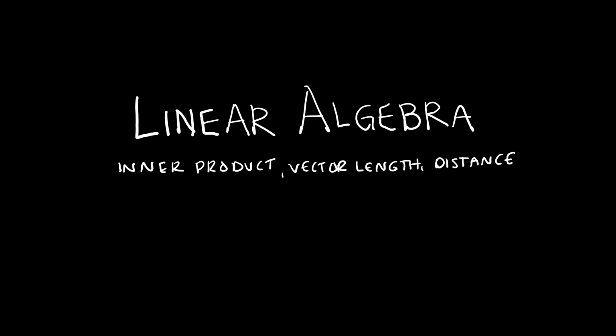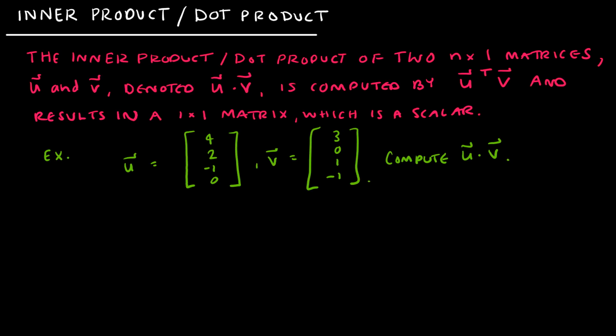In this video, we're going to discuss inner product, vector length, and distance. The inner product of two vectors, which is sometimes called a dot product, is simply multiplying the transpose of the first matrix by the second matrix. So a couple of things to point out.